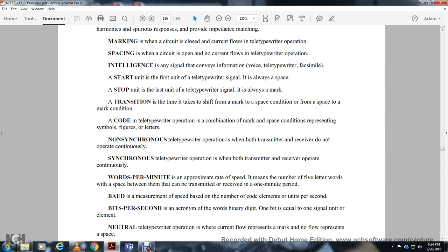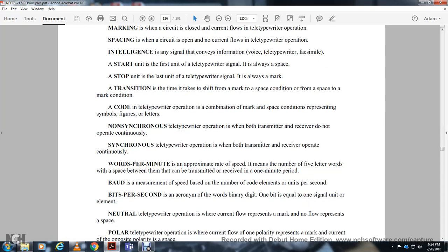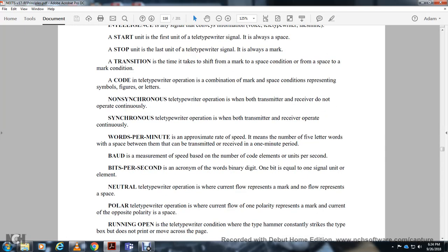Words per minute: the approximate speed in terms of the number of 5-letter words, with space between them, that the transmitter or receiver handles in a 1-minute period. A baud measures speed based on the number of code elements or units per second. Bits per second: bit is an acronym of the words binary digit; 1 bit is equal to 1 signal unit or 1 element.